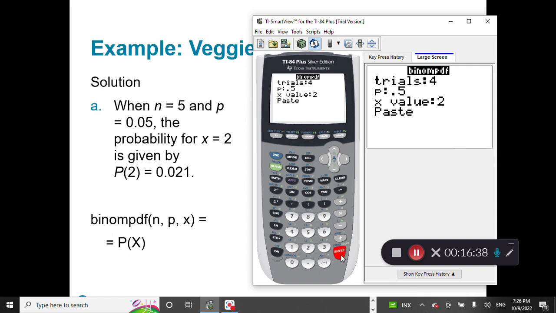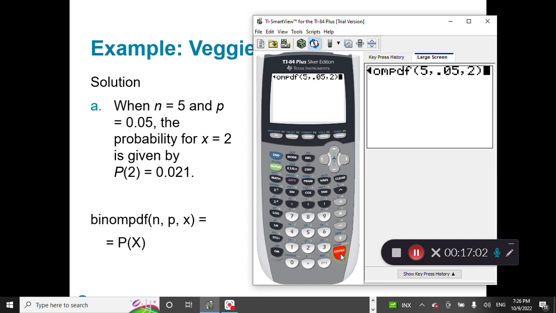It's going to ask us for the number of trials. In this case, n is 5. Next, it's going to ask us for the probability of a success. In our case, it's 0.05. Next, it's going to ask for the number of successes. We want 2 successes, so our x value is 2. And finally, we go down to paste, and it will type out what we have here on our screen.